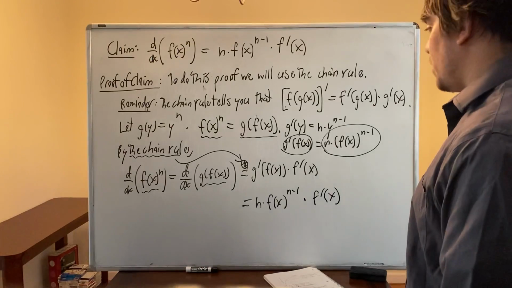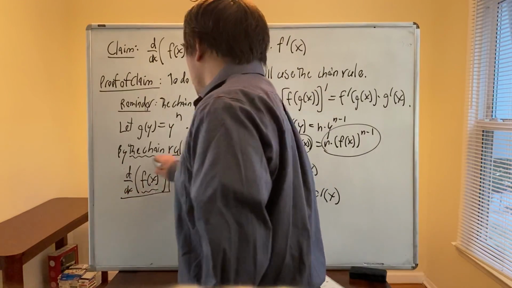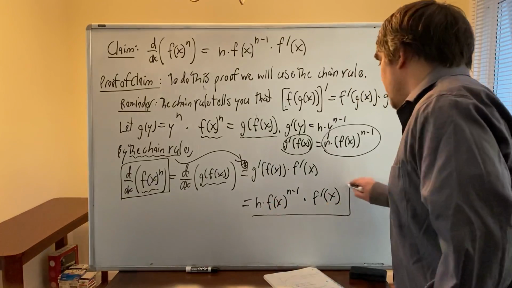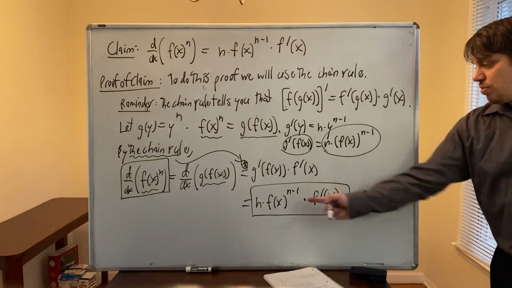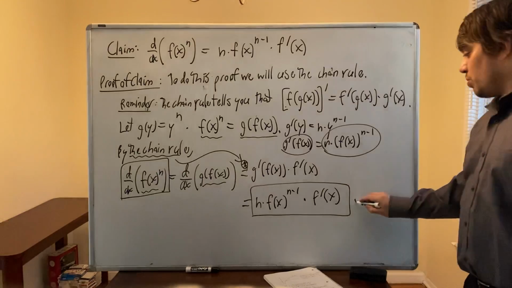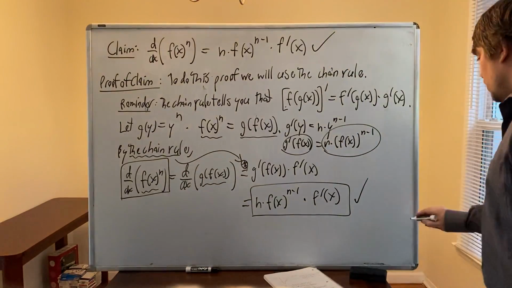Okay? And so what did I just show? I showed that d dx of f of x to the nth power is equal to n times f of x to the n minus first power times f prime of x. So I just proved that. And the claim is proved. The proof is that.